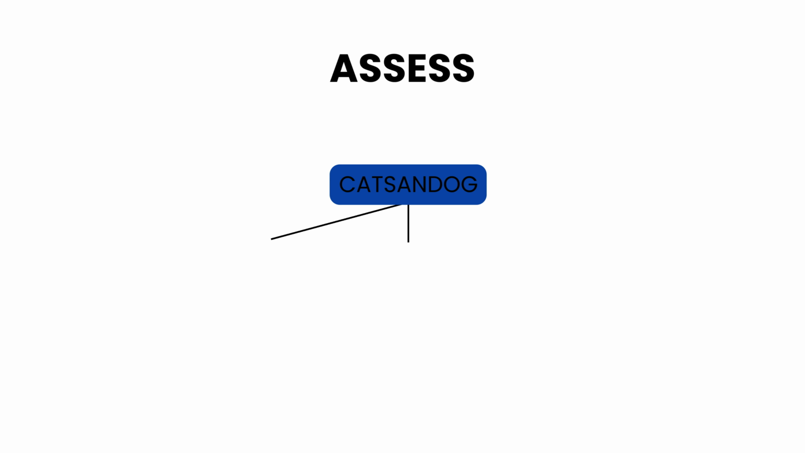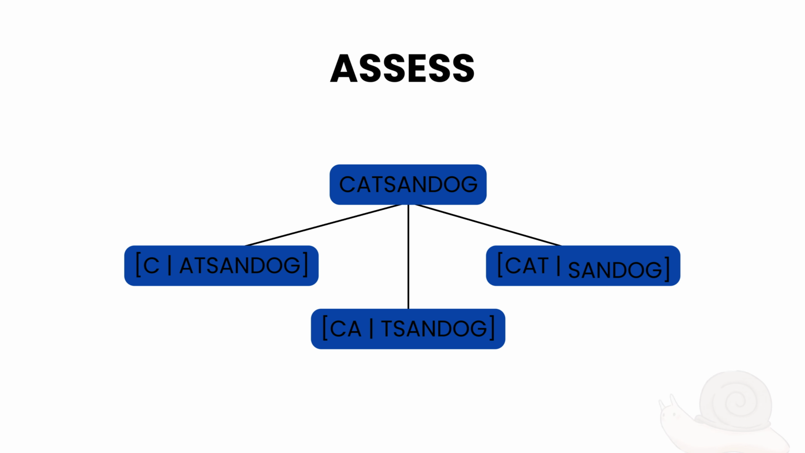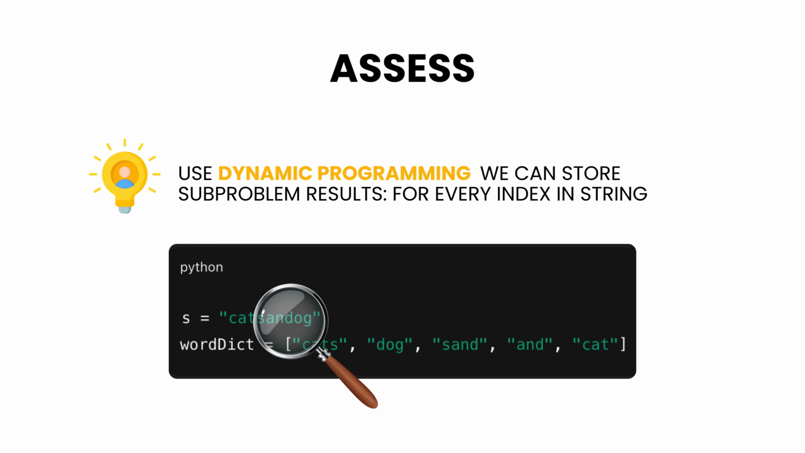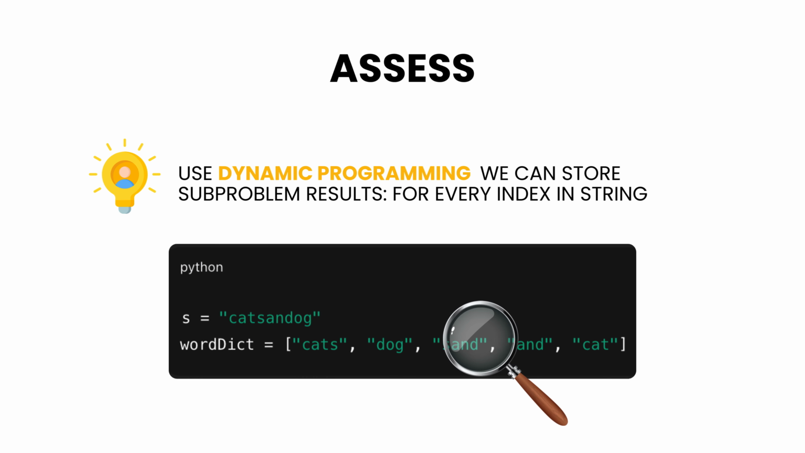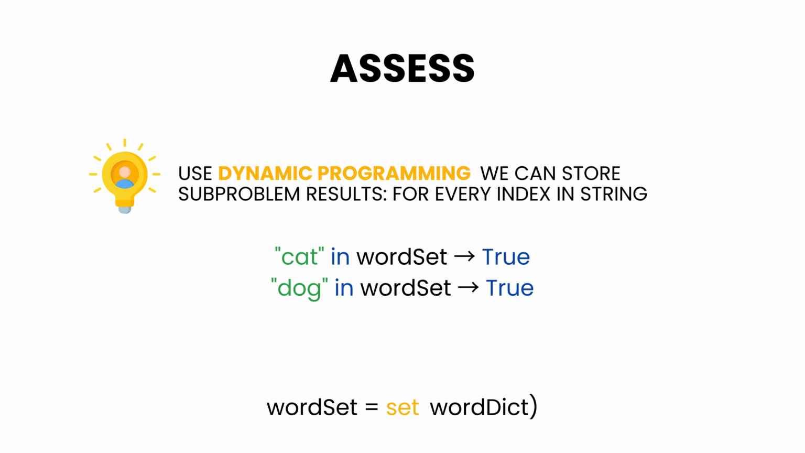Now, let's assess the complexity. The brute force approach would check all possible splits, exponentially slow. But we can do better. If we use dynamic programming, we can store sub-problem results. For every index in S, we ask, can I split up to here using the dictionary? A hash set gives us O(1) lookups for dictionary words. Edge cases: empty string, should return true. And if wordDict is empty, we should return false.